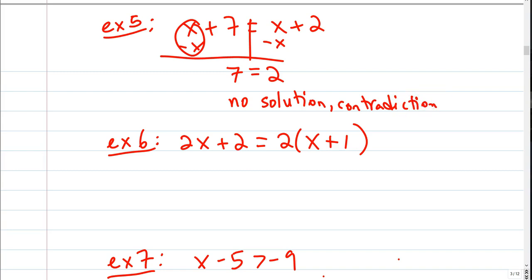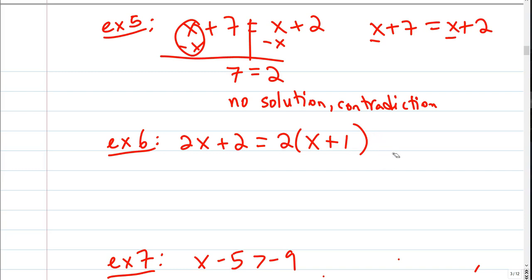See, go back to the original question. We're saying some number plus 7 is equal to that same number plus 2. That makes no sense. How can I have the same number, add 7 to it, or add 2 to it, and have it stay the same? It doesn't work that way. That is a contradiction. These are never going to be equal.